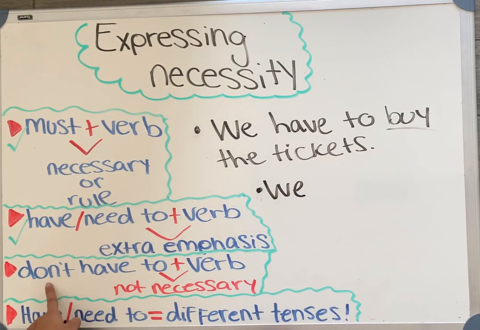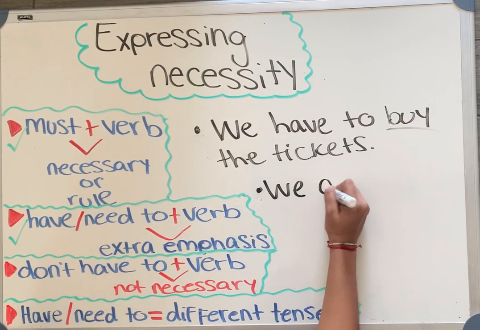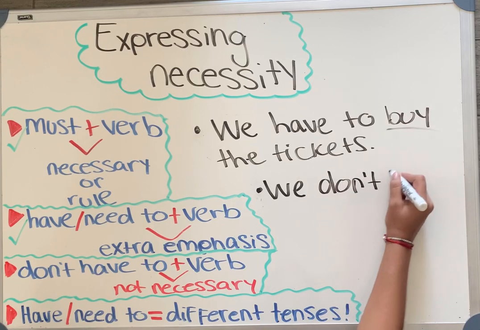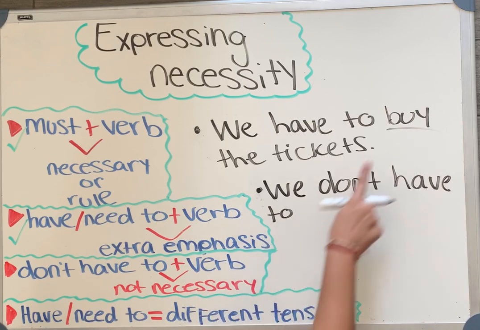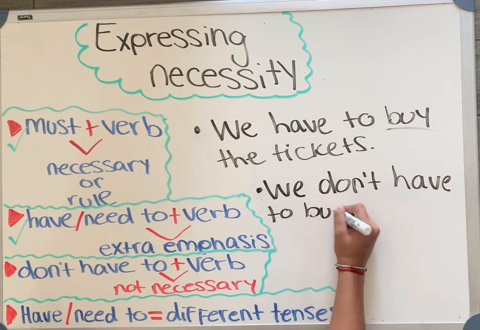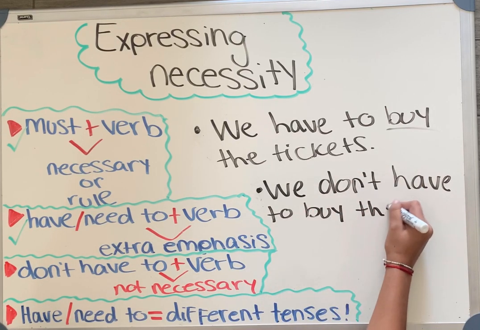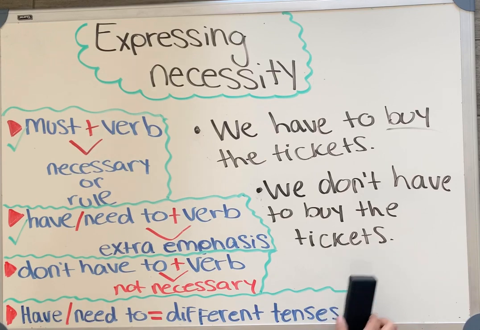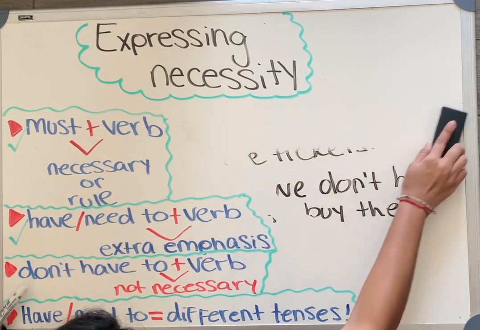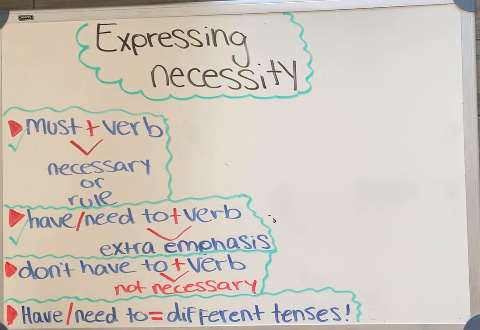we, and then what goes first? Don't have to plus the verb, which is buy the tickets. Okay, I hope that makes sense. I'm going to erase. And lastly, let me mark this as done.